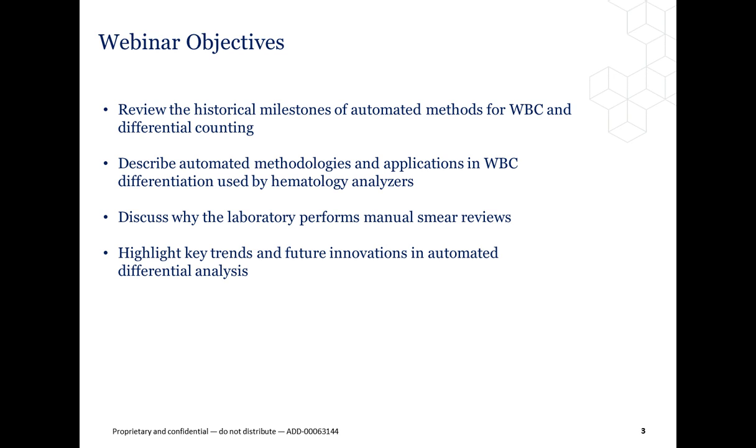First, I will share with you a brief review of key milestones in the history of automation related to the WBC and differential counts. Next, an overview of methodologies used on automated WBC and differential cell counting analyzers, and how those methods are applied in contemporary hematology analyzers. I will also discuss the impact on the laboratory in performing the manual differential and the improvements made to minimize interfering substances, better identification of abnormal cells, and flagging. And lastly, I will discuss some key trends in automated differential analysis.